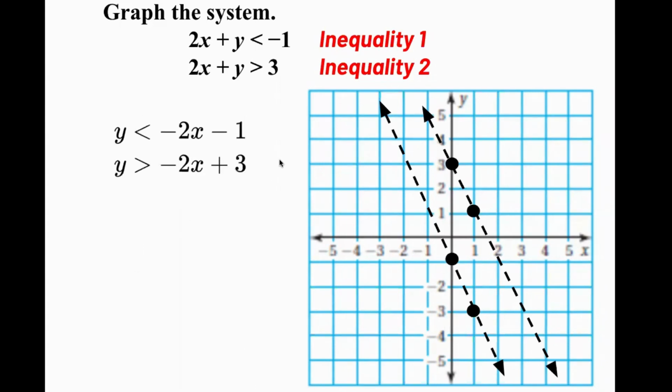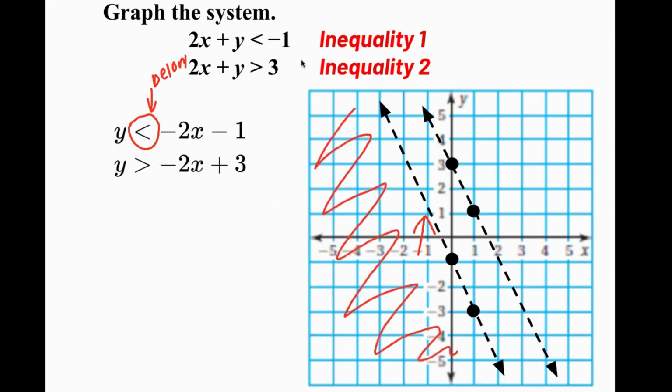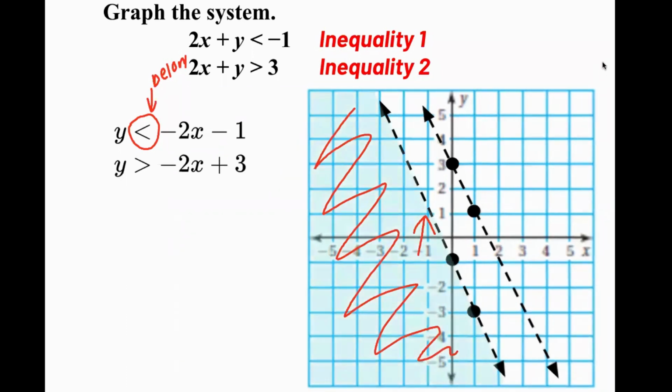So for y < -2x - 1, that would be this line right here. It's actually a less than symbol, so you're going to shade below your line. And by shading below your line, which would be this portion right here, your graph should look something like this.